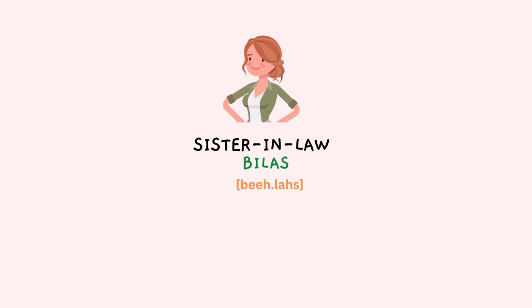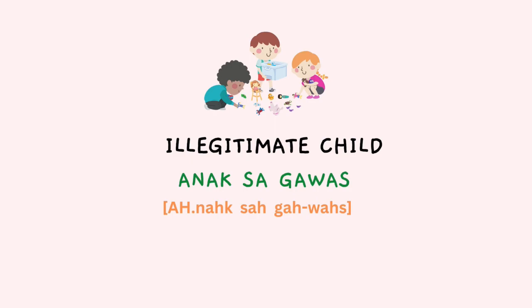You have to be very careful with this one, mga higala. You have to pronounce the letter S at the end because if you mispronounce it nearer to the letter T, it actually means the private part of a woman. So make sure you pronounce the letter S. It should be bilas. Next one, illegitimate child. Anak sa gawas. Anak is child, and sa gawas is from outside. So anak sa gawas is illegitimate child.